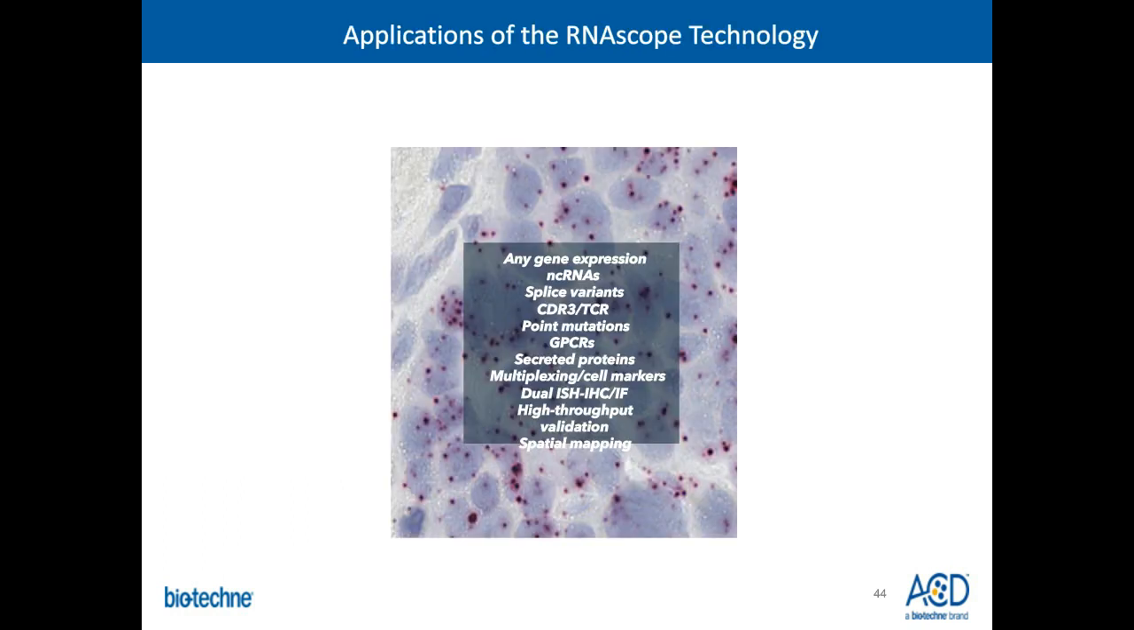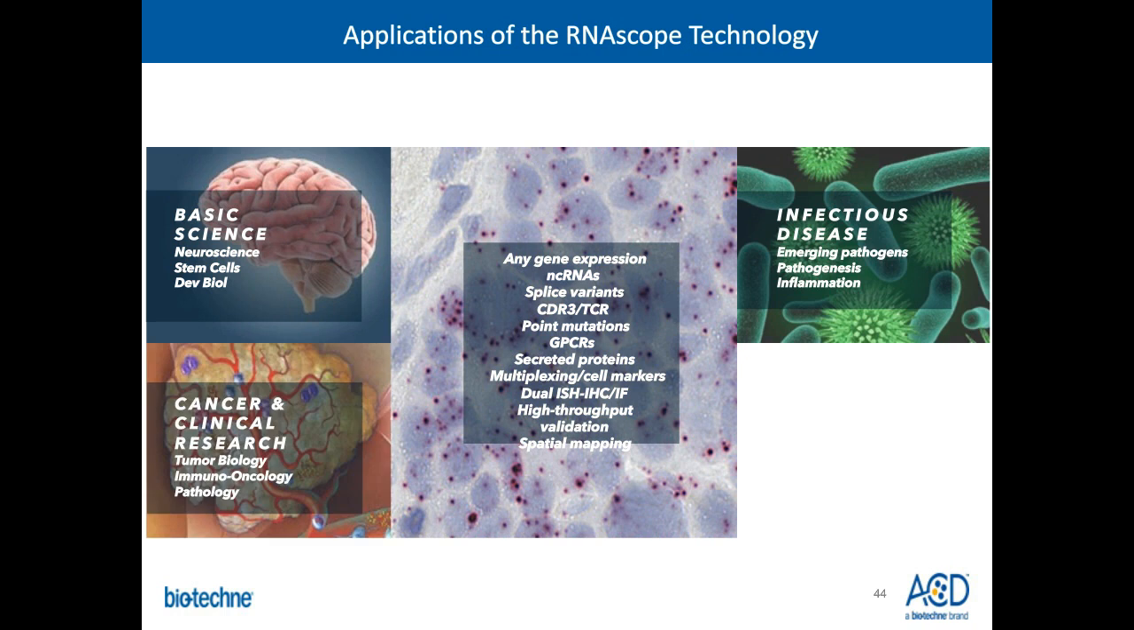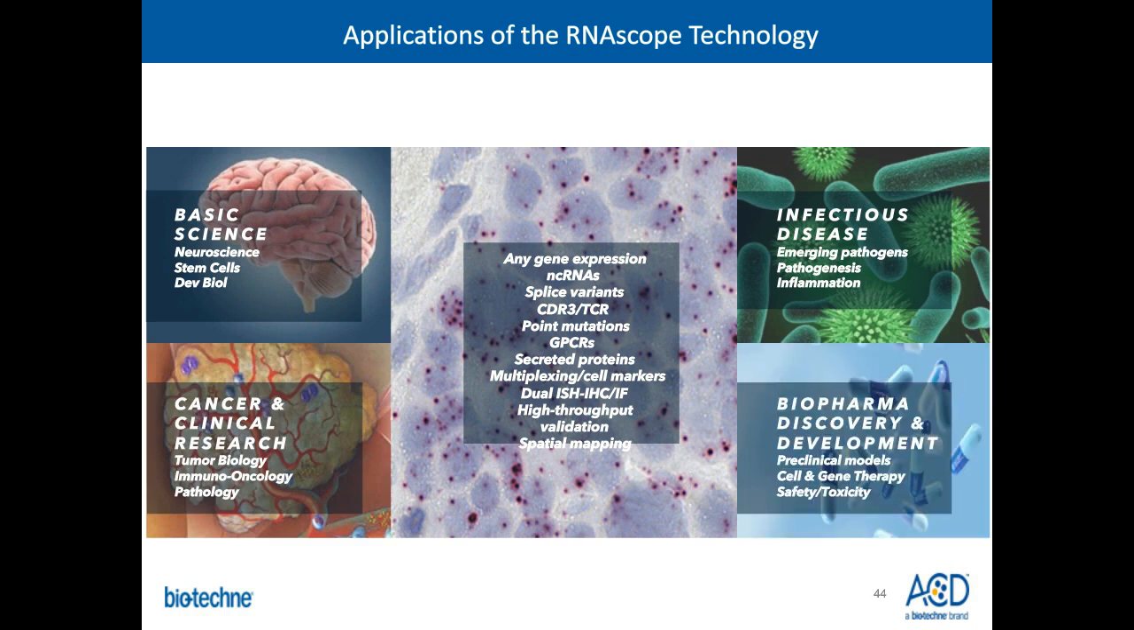RNAscope has been applied to a wide variety of research areas, including basic science research, infectious disease research, cancer and clinical research, as well as biopharma discovery and development. As you can see on the screen, we can use this technology to detect a wide variety of targets, like non-coding RNA, splice variants, GPCRs, point mutations, and so on. For the purpose of today's presentation, I'll be focusing on the applications of RNAscope in tumor biology and immuno-oncology.